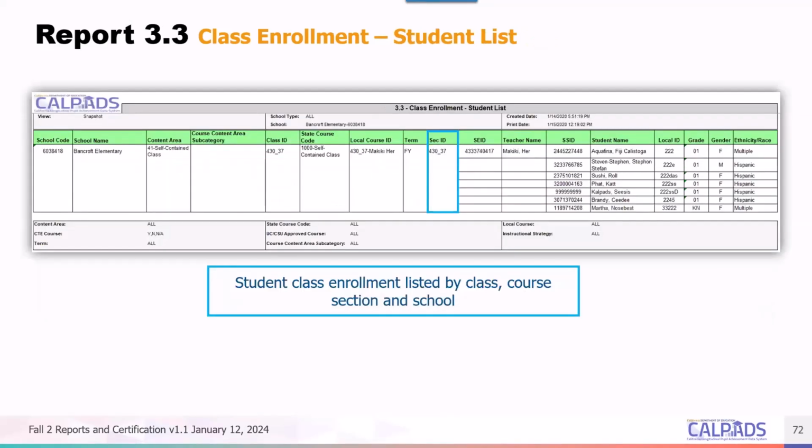Report 3.3, class enrollment student list. When we talk about the student list reports, you're going to have a list of the students, the SSID, along with general demographic information, and they're going to be grouped into the class. So you can see you have your course section ID and your class ID and the state course code along with the staff member's name and SEID. It's almost like a roster.